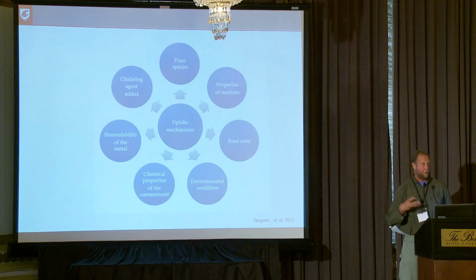And then we look at the plants. Some species of poplar do better than others with certain heavy metals. So we look at all these uptake mechanisms and things that affect contaminant removal: the chemical properties of the contaminant, the availability of that contaminant to be taken up. Sometimes, in some highly degraded systems, they add chelating agents to make the metals more available to be taken up.